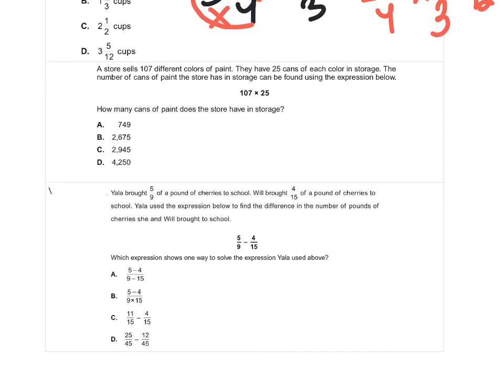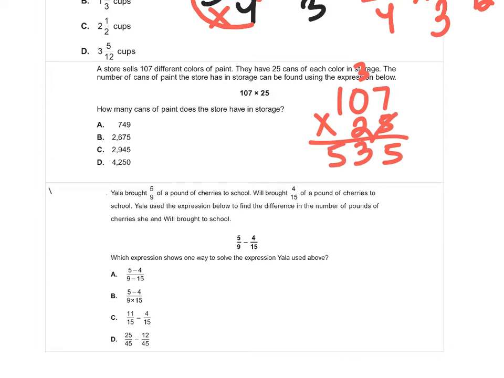A store sells 107 different colors of paint. They have 25 cans of each color in storage. Pretty much it's already there. All you have to do is just multiply it and get our answer. 7 times 5 is 35, carry the 3. 5 times 0 is 0, add 3 is 3. 5 times 1 is 5. Add a 0.